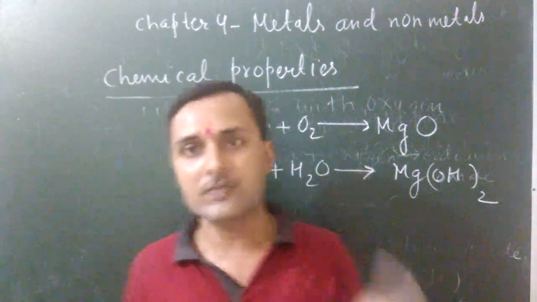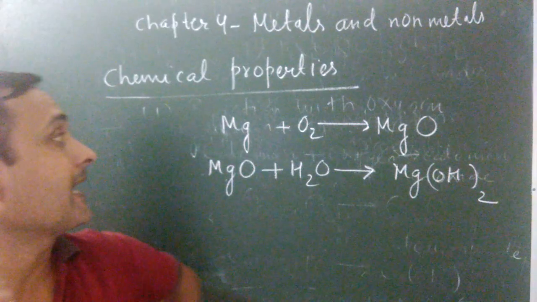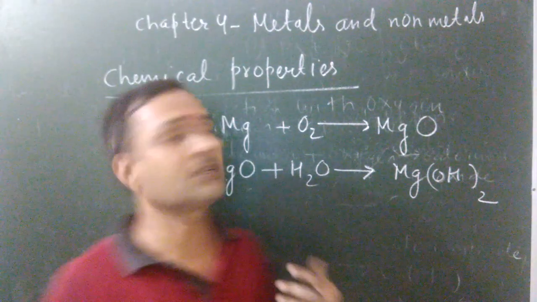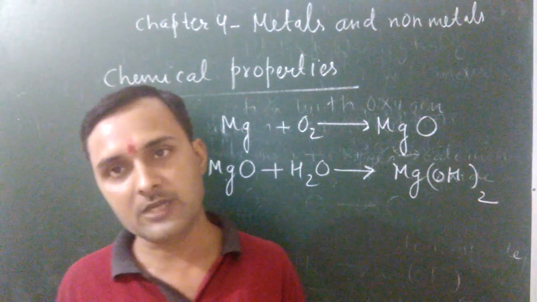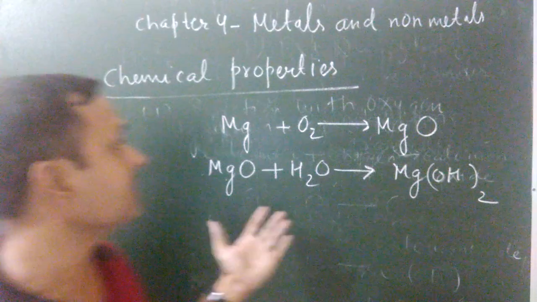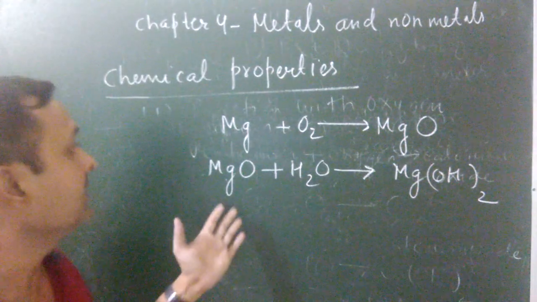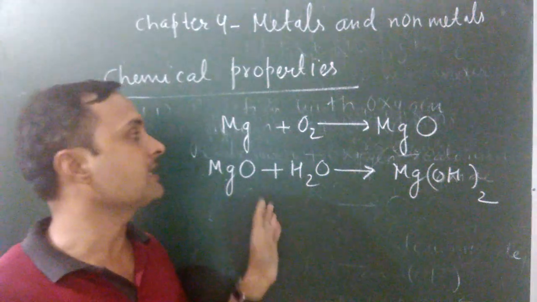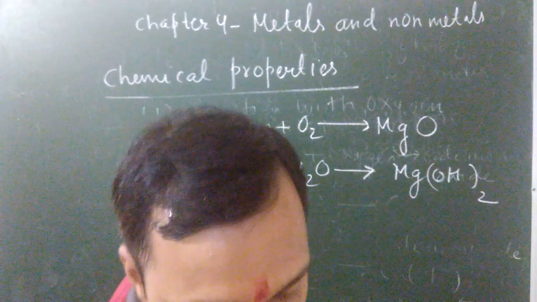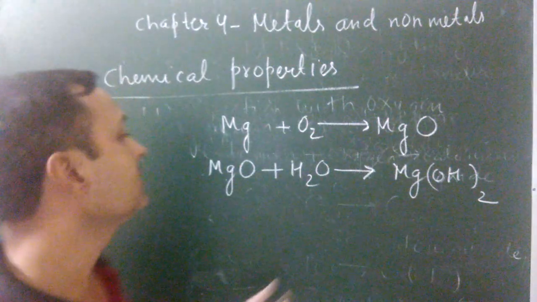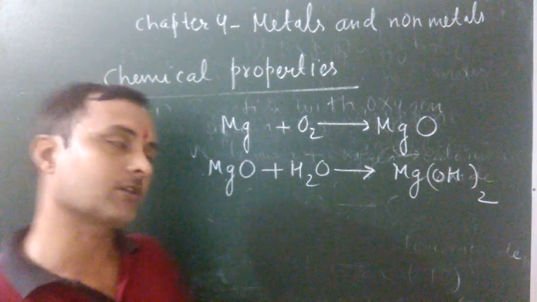Total 3. First reaction with sodium, second reaction with calcium, and third reaction with magnesium. Reaction with sodium gives sodium oxide, then sodium hydroxide. Calcium gives calcium oxide, then calcium hydroxide. Magnesium gives magnesium oxide, then magnesium hydroxide. So this is all about the reaction of metals with what? With oxygen. Now come to the next reaction, non-metals with oxygen.